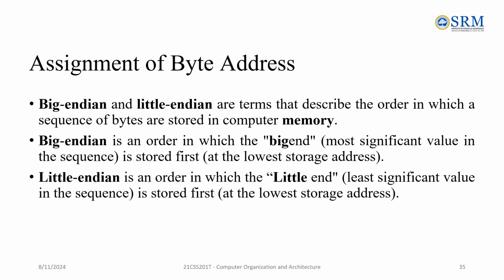So assignment of byte address: we have two terms to describe the order in which a sequence of bytes is stored in the computer. One is big endian and the next is little endian. Big endian is an order in which the big end is stored first. So the most significant value in the sequence is stored at the lowest storage address. And little endian is one in which the least significant value is stored in the first location.